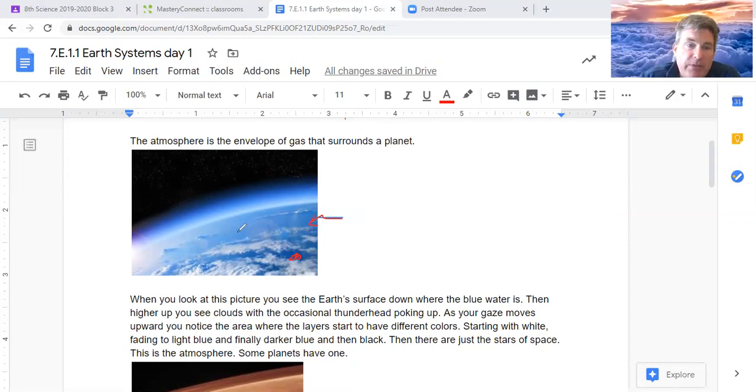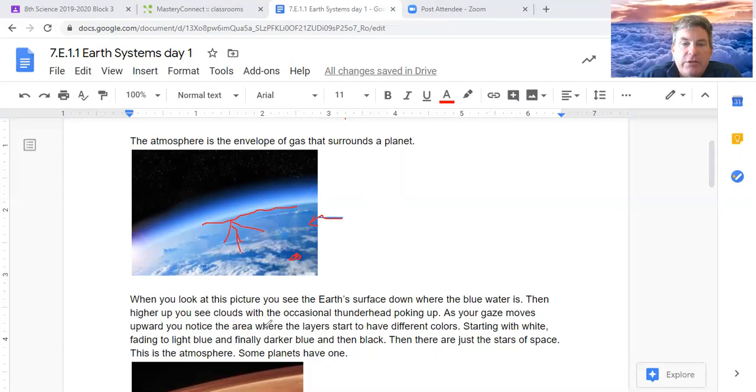As your gaze moves up this way, whoa, you're going to notice right here, here's the curve of the surface of the Earth, and everything above that is what we're seeing as the atmosphere. So the atmosphere, again, is that envelope of gas that surrounds a planet. Why does it stay there? Gravity. Remember, gas molecules have actual mass, and gravity pulls things that have mass down, giving them weight. So these air molecules, these gas molecules, are pulled down towards the surface of the Earth by gravity.